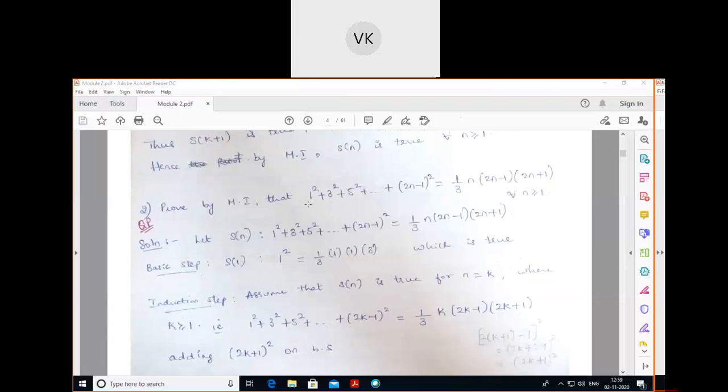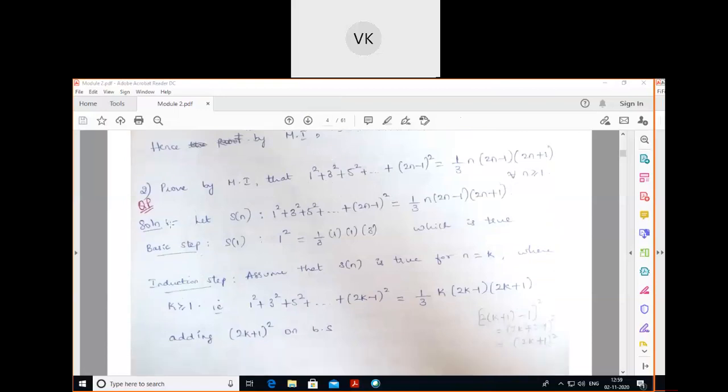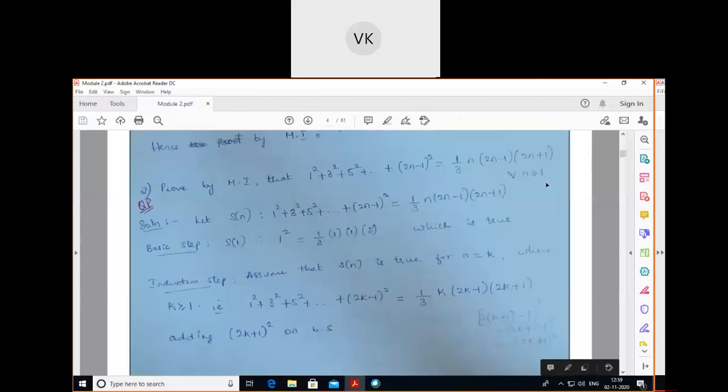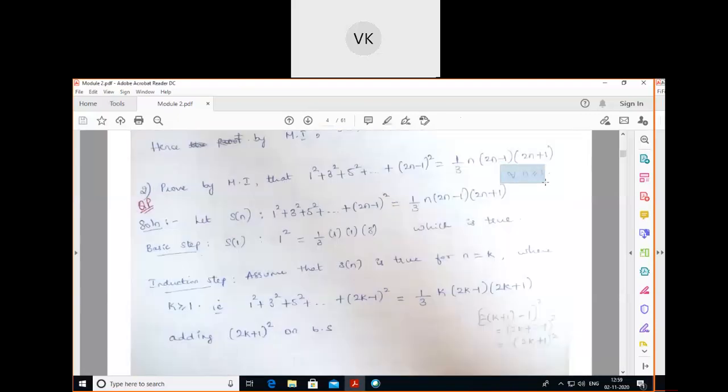Yes. Now let us see the second example here. You read the question carefully. Prove by mathematical induction that 1 square plus 3 square plus 5 square plus ... plus (2n minus 1) raised to 2 is equal to 1 by 3 n into (2n minus 1) into (2n plus 1) for all n more than or equal to 1. You see the condition first. For this basic step, we need this condition.